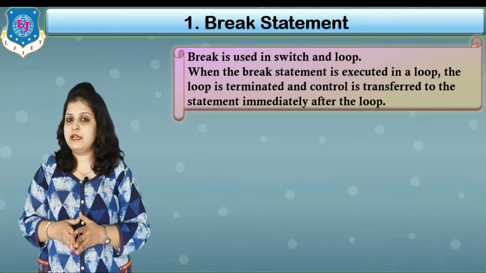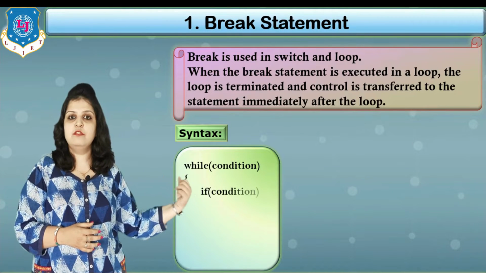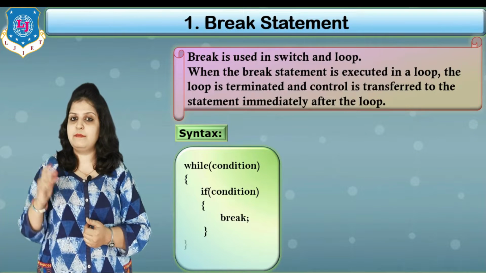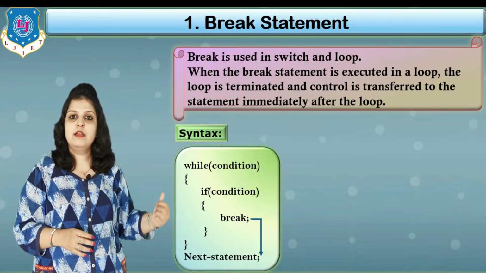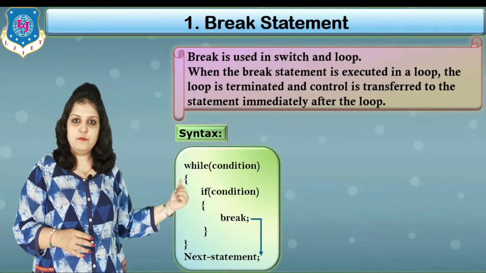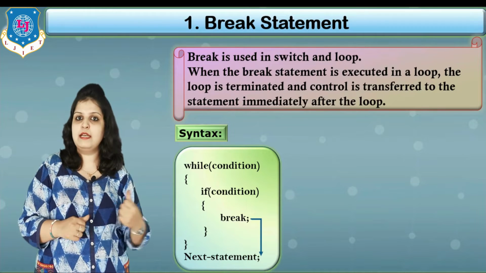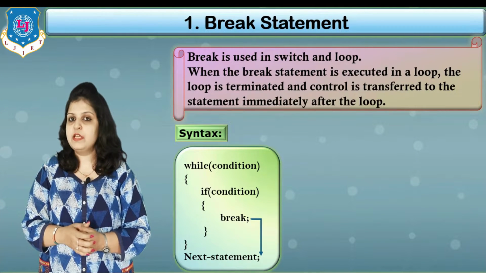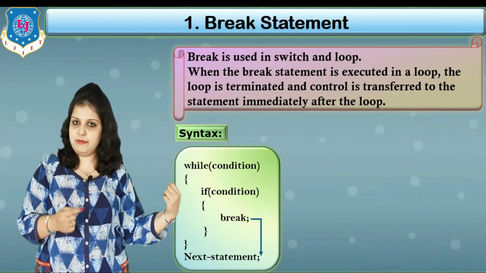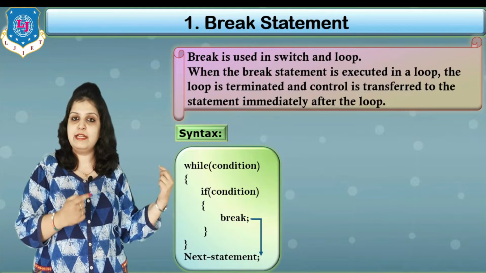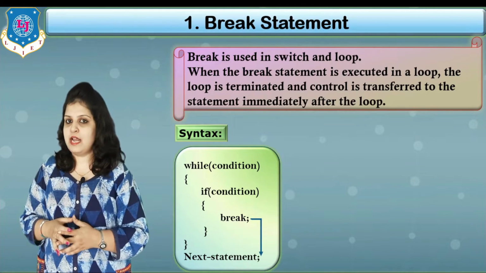So how can we write this syntax? Just to see the syntax, first here I have used a while loop. You can use the break statement in any type of loop: while, do while and for loop. First we have to write the loop, then write the condition, that if the condition becomes true, then we have to write break. So when this particular condition becomes true, the break statement will execute and our control directly goes to the next statement.